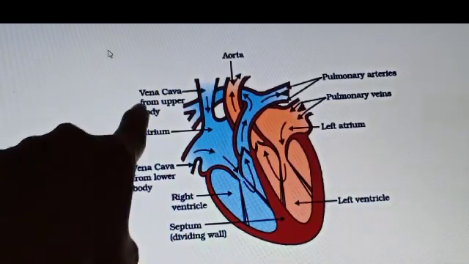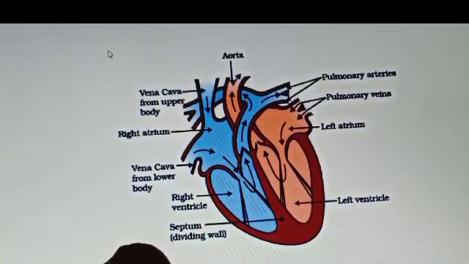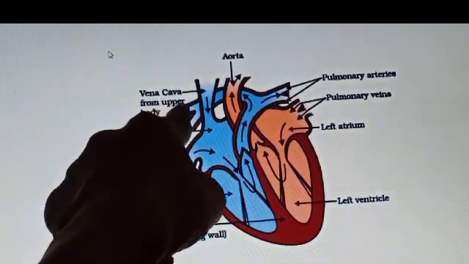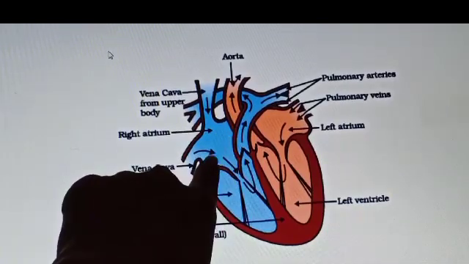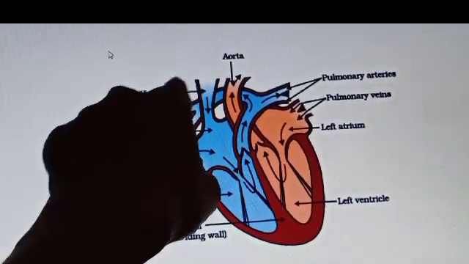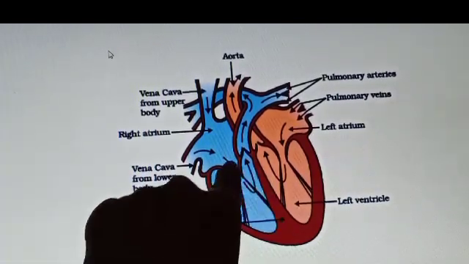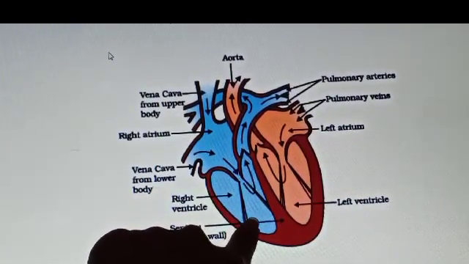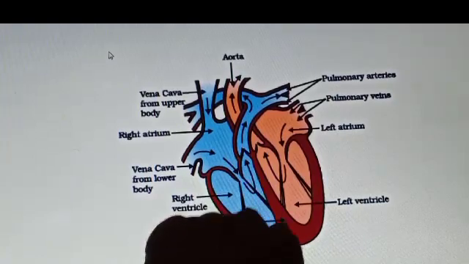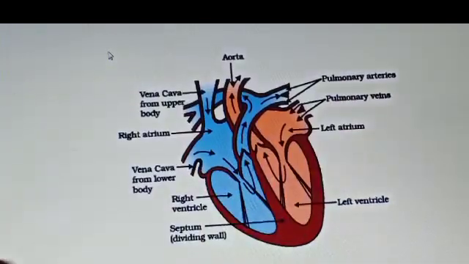Now see, the upper and the lower vena cava both take the deoxygenated blood from the body and release it into the right atrium. This is called the right atrium. Here you can see. Then after, this is called the valve. This valve opens and all the blood comes into the right ventricle. Now, by the pulmonary arteries, this deoxygenated blood goes for purification into the lungs.